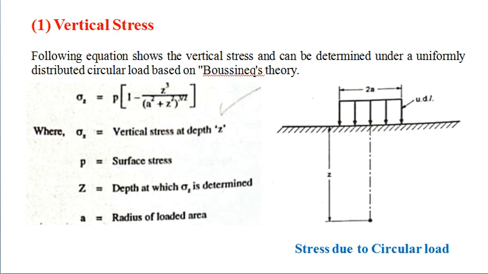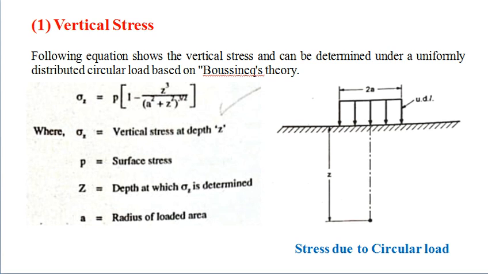As you can see from the figure, the total depth z is considered where the vertical stress has to be found out. Then P is the surface stress, Z is the depth at which sigma z is to be determined, and A is the radius of the loaded area.